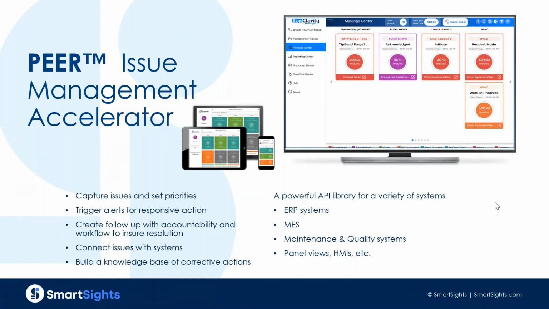So with Peer, we're able to capture all these issues, whether they come from a SCADA system or are created manually. Once an issue comes into Peer, Peer will trigger alerts for responsive action, meaning a person will be assigned a follow-up for whatever issue arises. And from there, that person will need to fill out certain information as they resolve the issue. At the end of the day, Peer is building a knowledge base of corrective actions based on data. It can be integrated with ERP systems, MES, SCADA systems, and HMI applications, so there are broad integration capabilities with Peer.